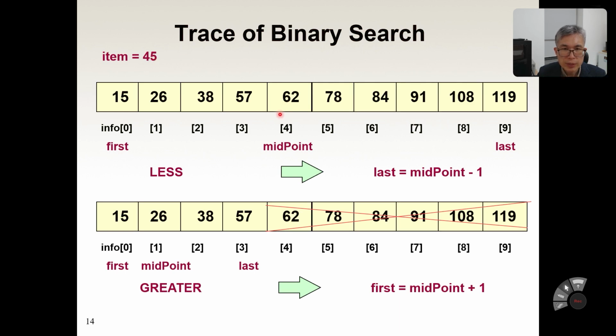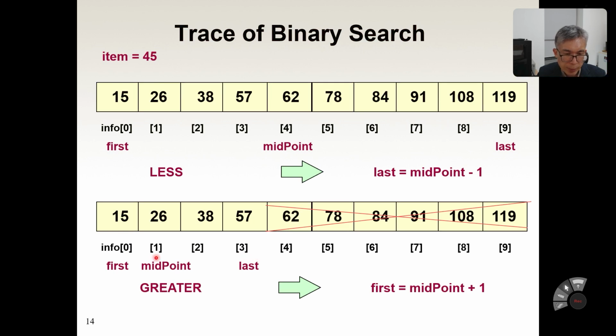And then compare 62 and 45. 45 is less, right? So in that case the searching space is the first part rather than the last part. We adjust last: the index is midpoint minus 1. The second half we can ignore, because the first half may have the value 45. Then we calculate the midpoint again, set to the sum of first and last divided by 2, so 0 plus 3 divided by 2 is 1.5.